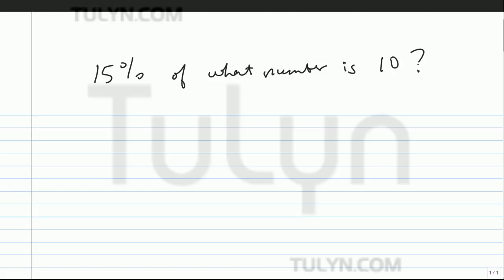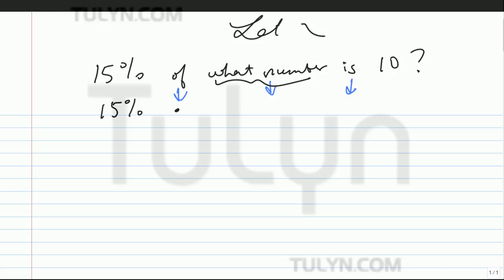Now let's find, let's see, 15% of what number is 10? Now let's go ahead and figure this out. Go ahead and replace all your keywords. 15% of means times what number, we have no idea what it is.